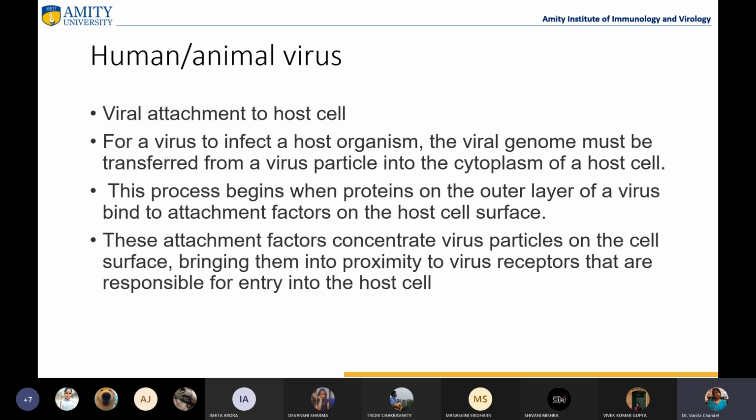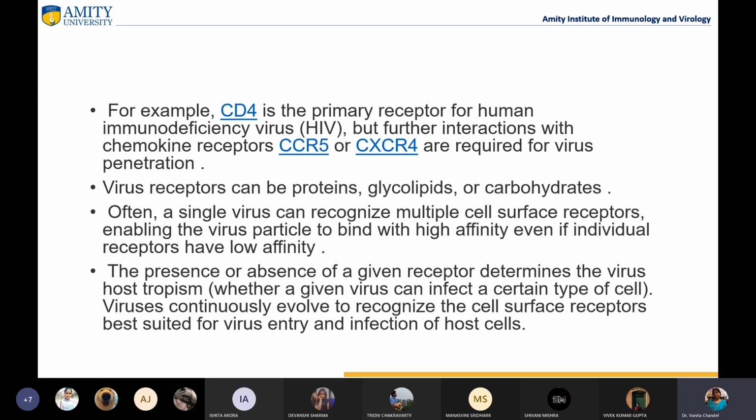These attachment factors concentrate virus particles on the cell surface, bringing them close to the receptors that are responsible for entry into the host cell. For example, CD4 is the primary receptor for human immunodeficiency virus, HIV. In this case CD4 is the primary receptor, but then further interaction takes place through chemokine receptors such as CCR5 or CXCR4, which are required for penetration. Virus receptors can be carbohydrates, proteins or glycolipids.